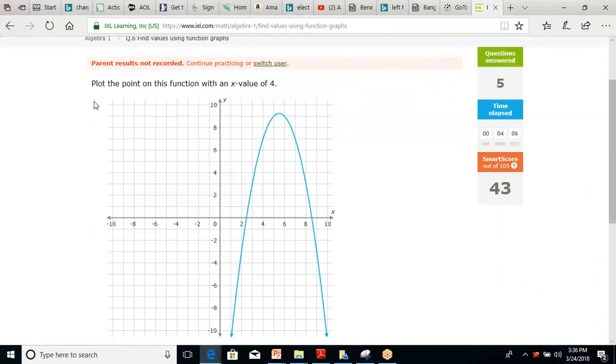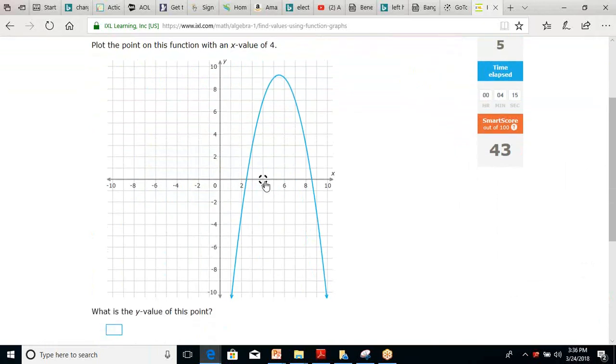All right. So plot the point in this function with an x value of 4. X value of 4, so you come up. So it corresponds to a y value of 7.